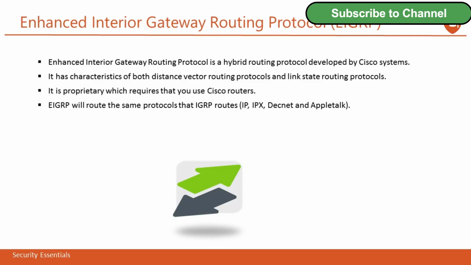So next is EIGRP, the Enhanced Interior Gateway Routing Protocol. EIGRP is a hybrid routing protocol developed by Cisco Systems. It has characteristics of both distance vector routing protocols and link state routing protocols. It is proprietary, which requires that you use Cisco routers. And so this is only able to be used on Cisco routers. EIGRP will route the same protocols that IGRP routes, that's IP, IPX, DECnet, and AppleTalk.